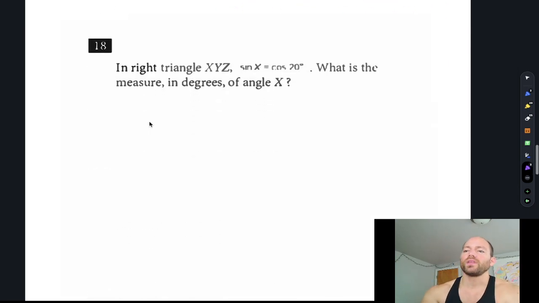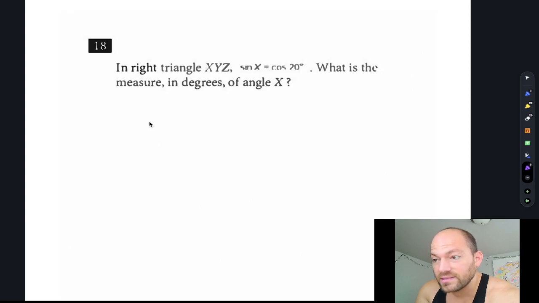Okay, moving on. In right triangle XYZ, sine of x equals cosine of 20 degrees. What is the measure in degrees of angle x? This one's a bit more creative, I guess, so we can give them some more credit here.